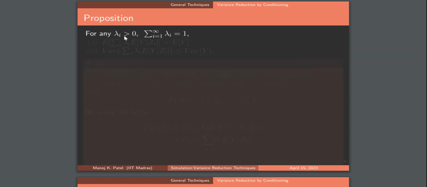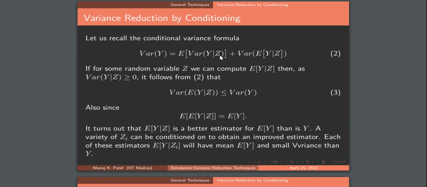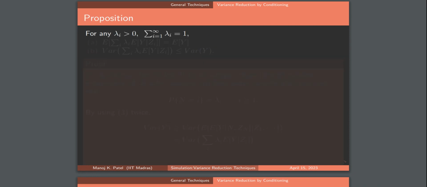So first, we'll see the proposition. Here we have seen that we can condition on one Z. In general, we can condition on n random variables Z_i for Y. For any lambda_i greater than 0 such that the summation of lambda_i is 1, the expectation of the summation of lambda_i times the expectation of Y given Z_i is equal to the expectation of Y, and the variance of this will be less than the variance of Y. So any linear combination of the expectations of Y given Z_i can be used as an estimator of Y with smaller variance.